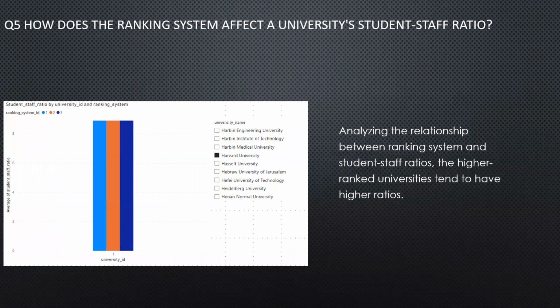Going on to the next one. So, how does the ranking system affect the university's student staff ratio?